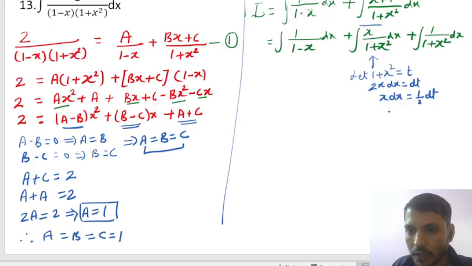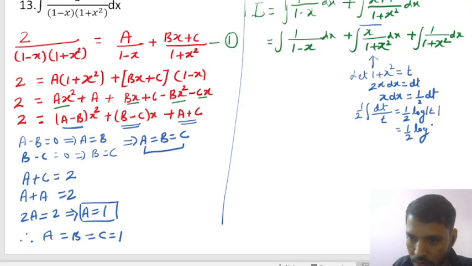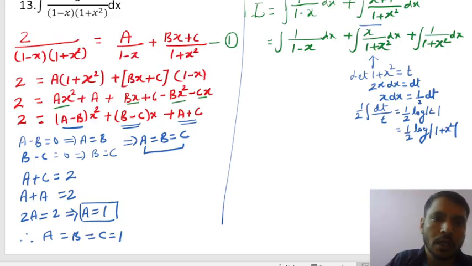Means the answer for this part will be equal to what? Here it will become the integration of 1 by 2, the constant we can write outside, and this will be dt divided by t. That means it will become 1 by 2 log mod t. Here I will write it as it is first. We can replace t with x terms. What is the relation between t and x? We have assumed t is equal to 1 plus x square.